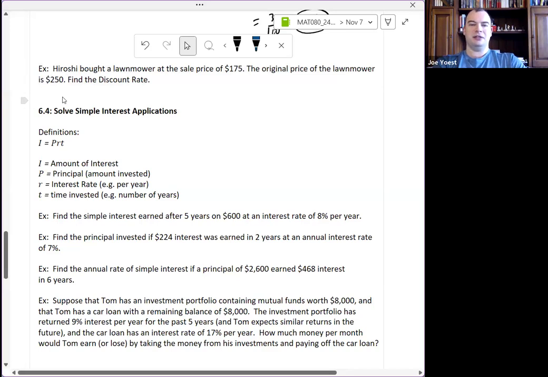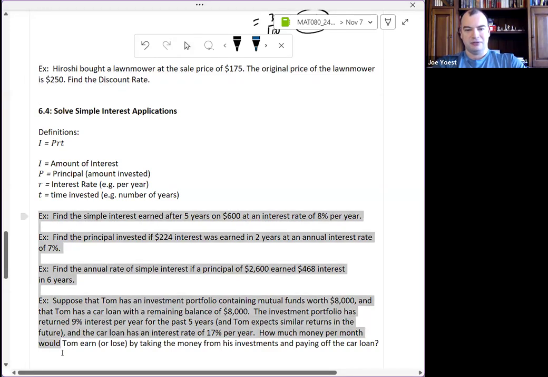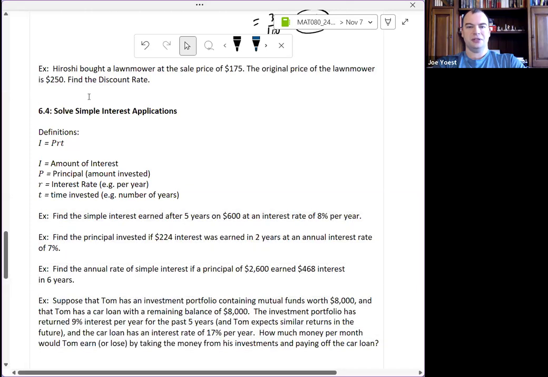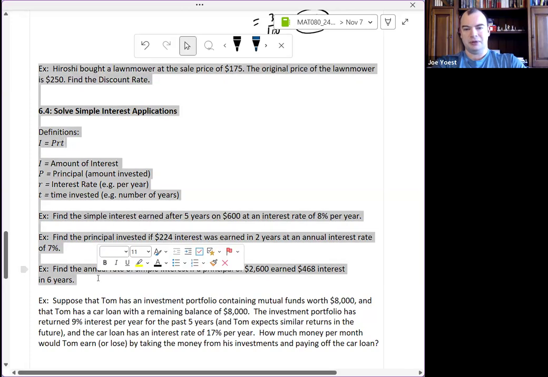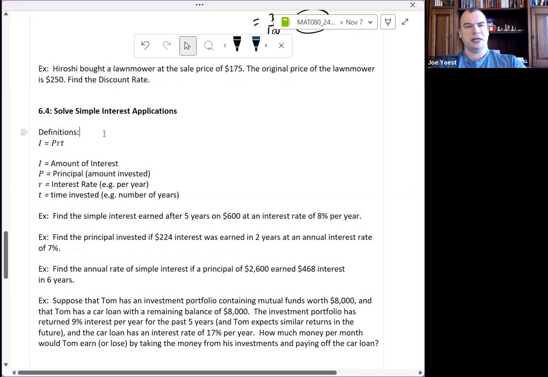Original price 250, find the discount rate, and then 4 questions on simple interest. I think maybe what we'll do is we'll plan to do maybe these first 4. We'll touch base in maybe 10 minutes or so.